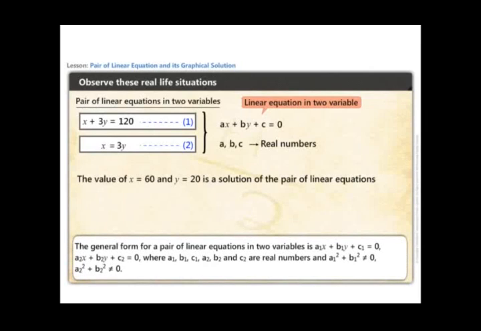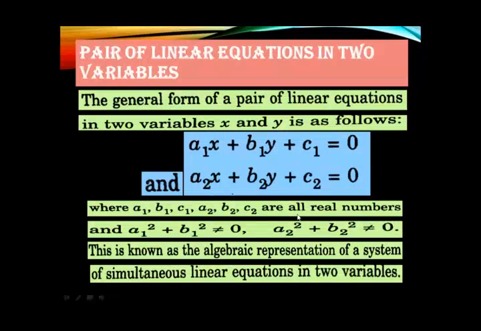The general form for a pair of linear equations in two variables is a1x plus b1y plus c1 is equal to 0, a2x plus b2y plus c2 is equal to 0, where a1, b1, c1, a2, b2 and c2 are real numbers and a1 square plus b1 square is not equal to 0 and a2 square plus b2 square is not equal to 0. So now you have learned what a pair of linear equations in two variables is and why a pair of linear equations in two variables is required.